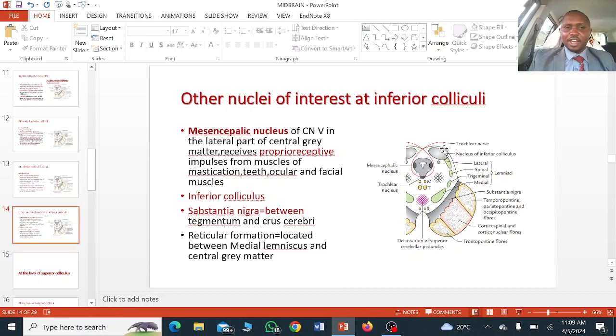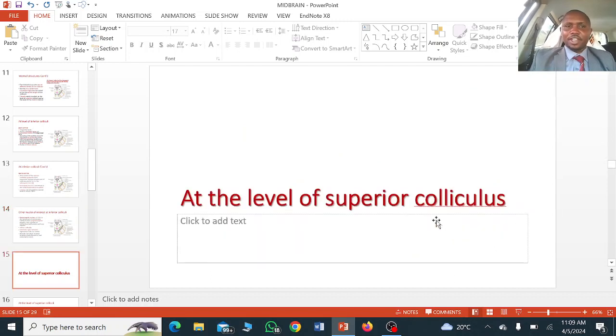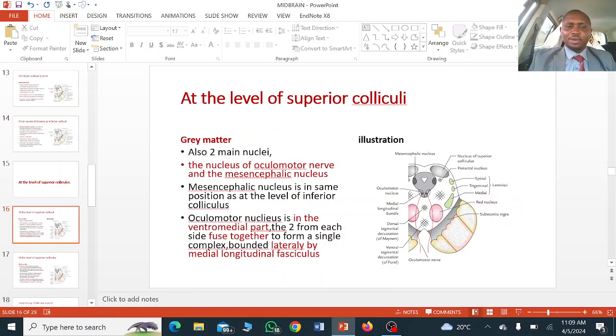We also have the nucleus of the inferior colliculus over here, and the substantia nigra, which is between the tegmentum. This is the tegmentum part, and this is the crus cerebri. So in between, we have the substantia nigra, this dark substance over here. So at the level of the superior colliculus, the internal features at the level of the superior colliculus, we will again start with looking at the gray matter.